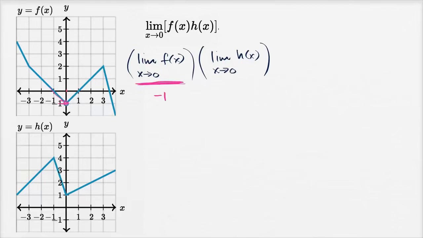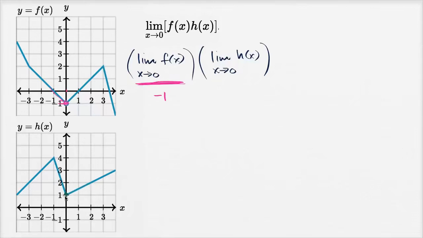Now what about h of x? Well, h of x we have down here. As x approaches 0, the function is defined at x equals 0. It looks like it is equal to 1. And the limit is also equal to 1. We can see that as we approach it from the left, we are approaching 1. As we approach from the right, we are approaching 1.